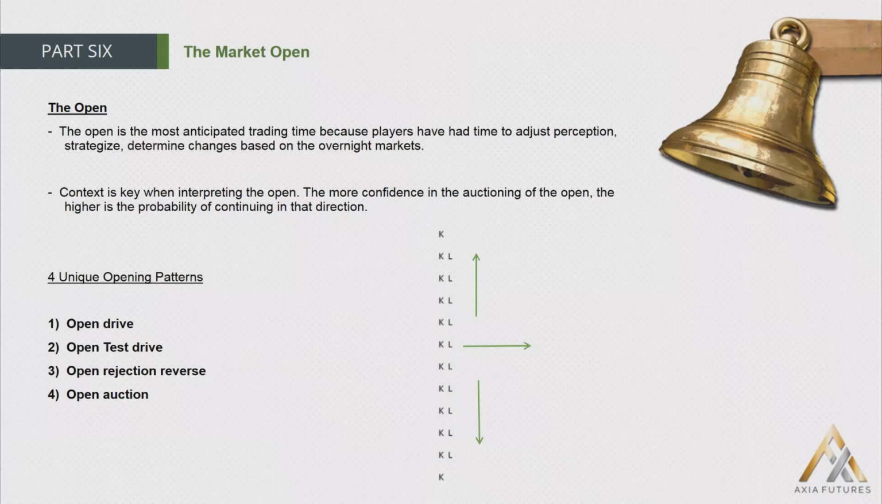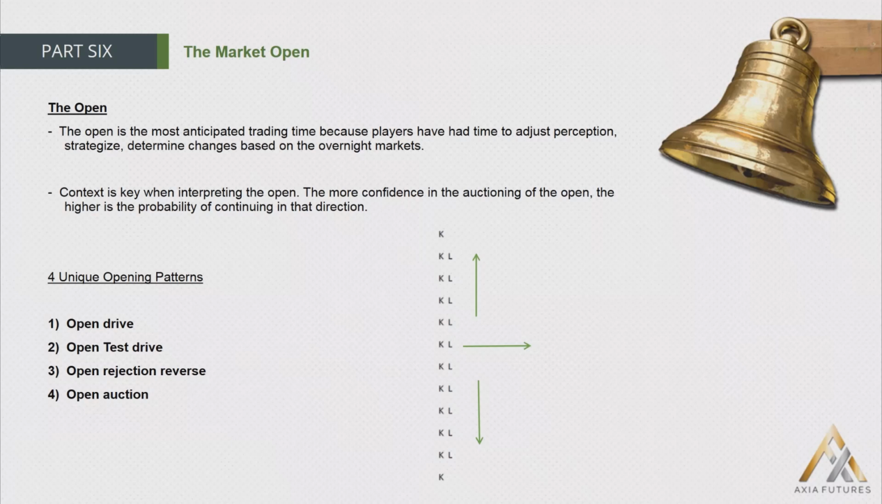So note, the market open is the most anticipated trading time because players have had time to adjust perception, strategize, and determine changes based on the overnight markets. Also remember that, going back into history, all the markets used to shut at a certain time. With the advent now of almost 24-hour markets, business can be done in highly correlated markets if need be. And that is why the open trade is not as aggressive as it would have been a couple of years ago. It is important, and that is why we're going to pay attention to it.